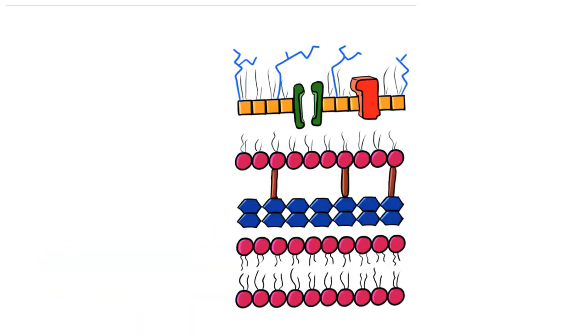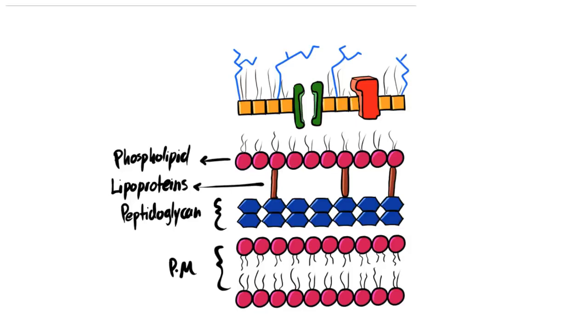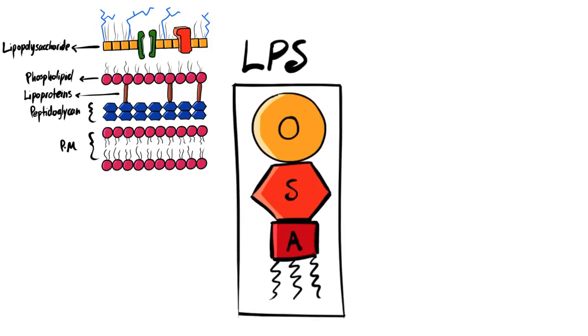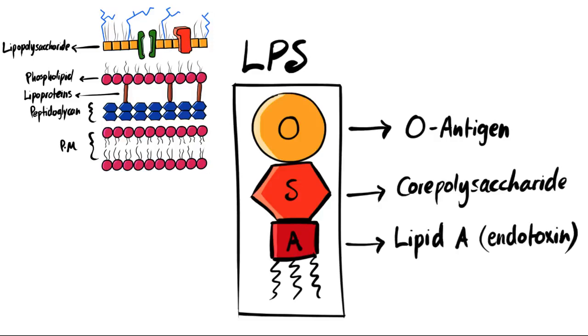In gram-negative bacteria, and outer to the plasma membrane, we have thin layer of peptidoglycan, and then we have outer membrane composed of phospholipids that has transport proteins and lipoproteins embedded into it. And the last layer in gram-negative bacteria is the lipopolysaccharide. The lipopolysaccharide layer is composed of three structures: O antigen, core polysaccharide, lipid A, which is also known as endotoxin. So we can conclude that the endotoxins are only present in gram-negative bacteria.